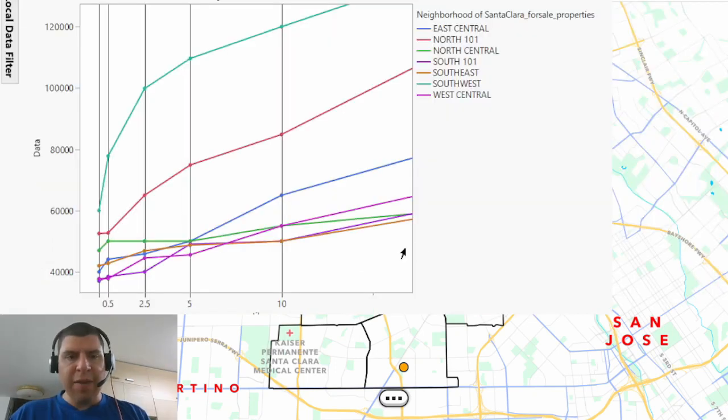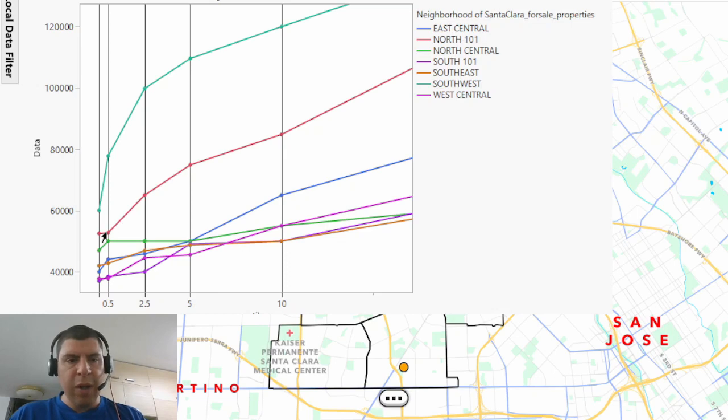This next graph here shows that exact same representation as we saw in the distribution, only broken down a little better in terms of neighborhood. We can see here the floor price at 0, the 0.5 percentile, 2.5, 5, and 10%. So we can actually see how the prices rise in each neighborhood.